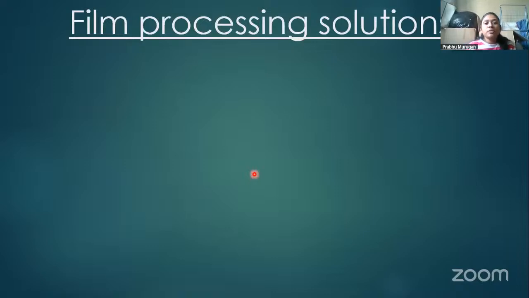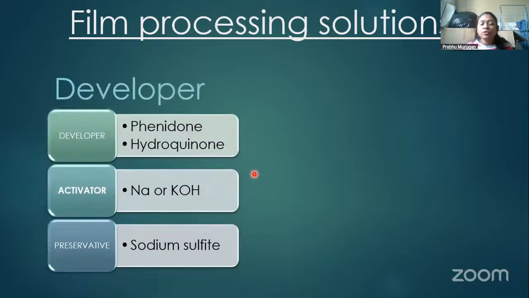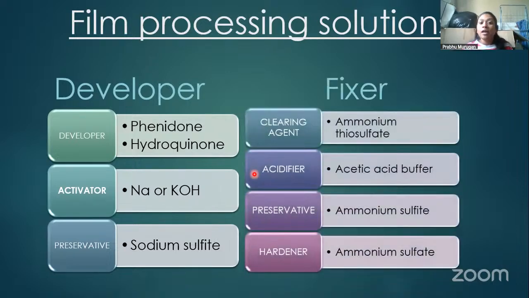In manual processing and automatic processing, the processing solutions are almost the same. Okay, we have two main solutions, actually three: developer, fixer, and water. Water is very, very important. See, like I told you, you have something like an outline, right? So we have to give a black color to that outline. So for that, first we have to develop that image.